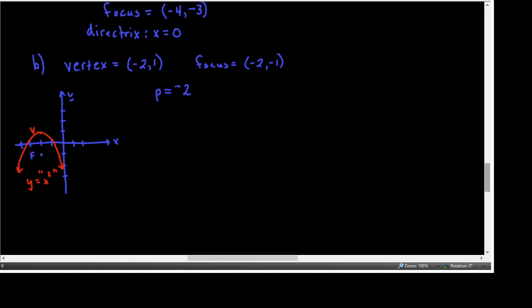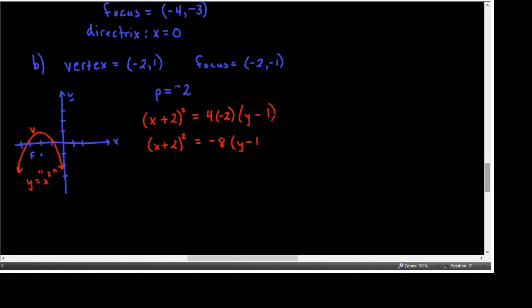So, the equation will be x minus h. X minus -2 is the same thing as x plus 2 squared equals 4 times p, 4p, times y minus k, which is 1 in this problem. And so our equation that we would want to stop with and say we're done is x plus 2 quantity squared equals -8 times y minus 1.